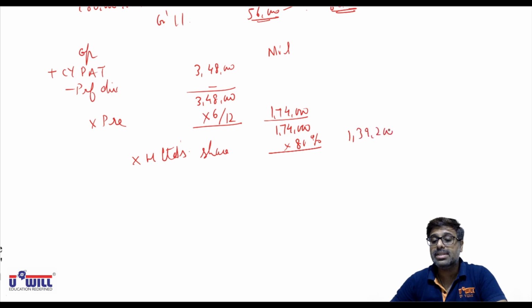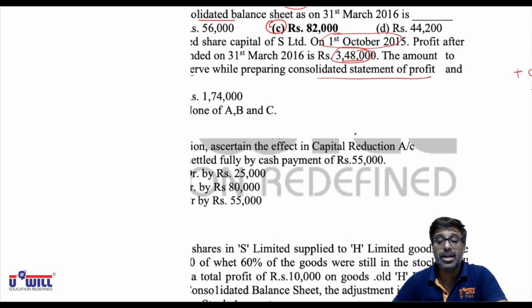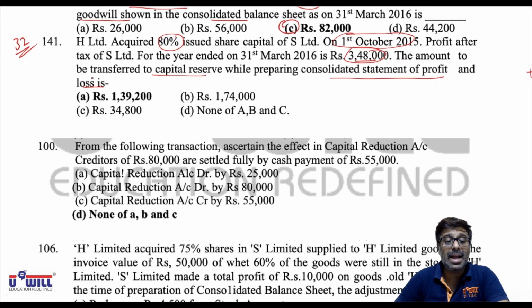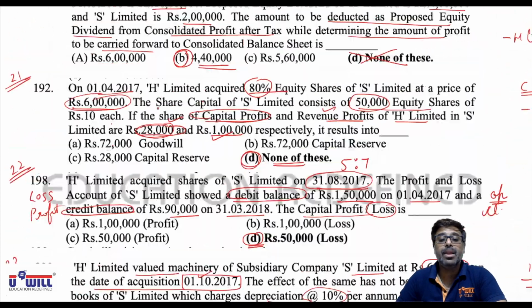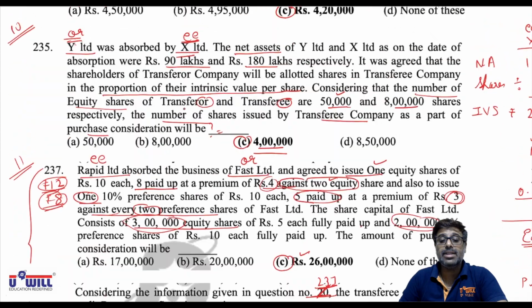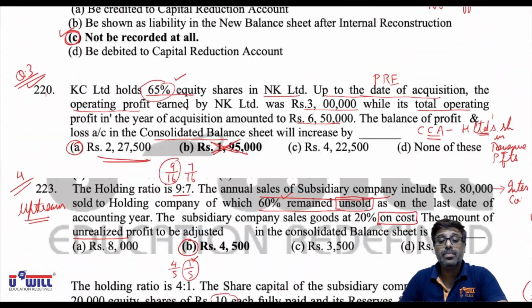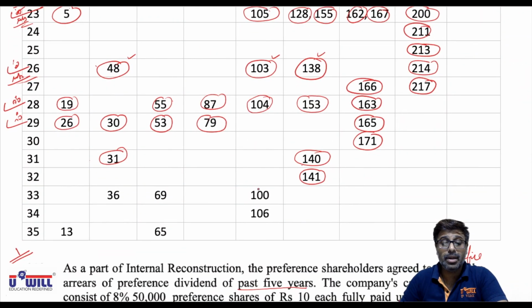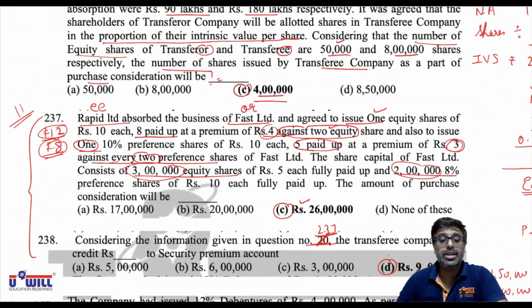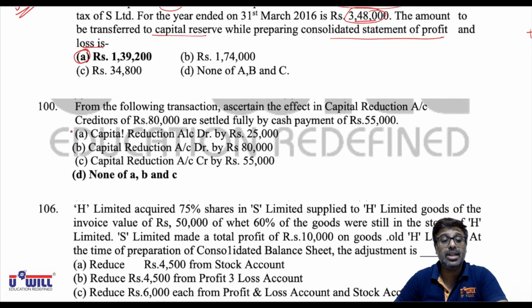1,39,200. This is the capital reserve that will come in the consolidated balance sheet. Similar to 141, there is no other question. So look at the next one we have to try now, 100. And there are two similar questions which you'll try on your own. So the 33rd question now, very close to the end of the lecture.